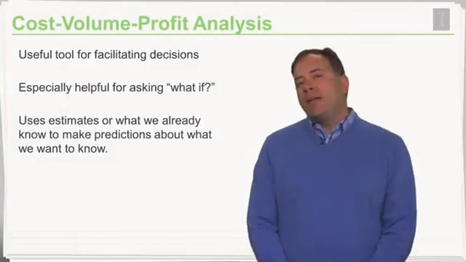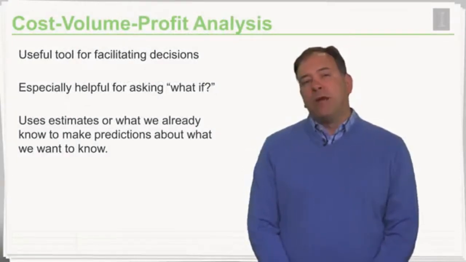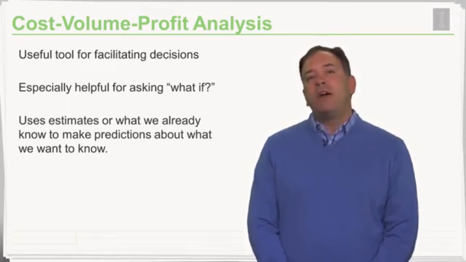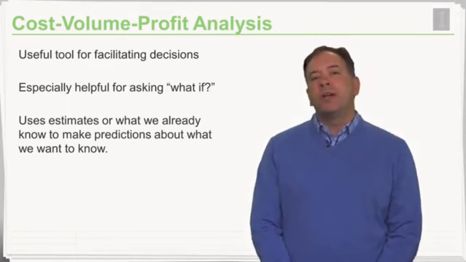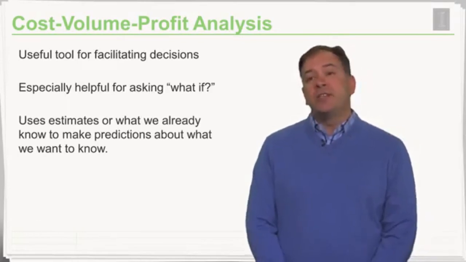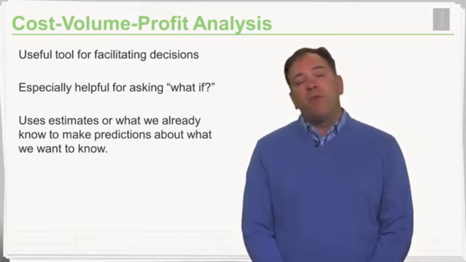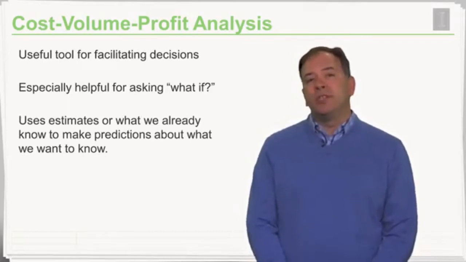So we will find the managerial perspective of organizing revenue and cost information to be incredibly useful for cost, volume, profit analysis. This is a crucial tool used in organizations to facilitate decisions. It's especially helpful for asking what-if type decisions.